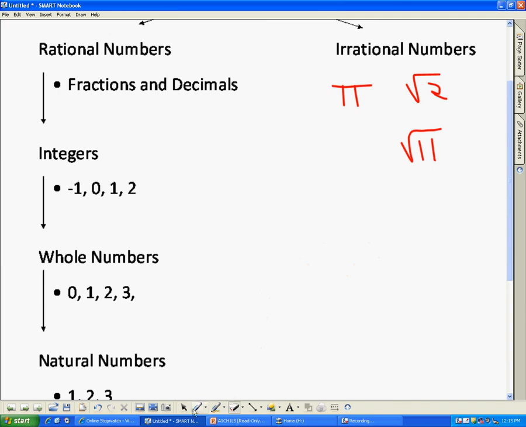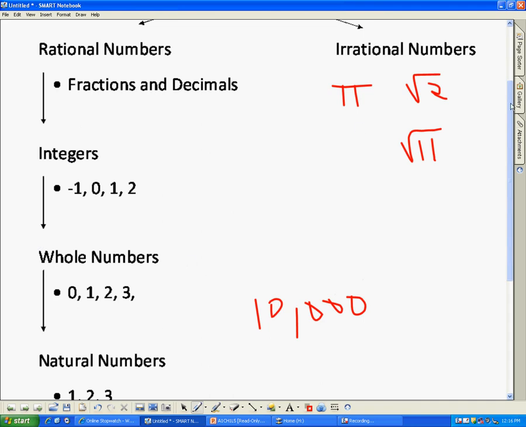The number 10,000. Sorry, that looks funny, right? It's considered a natural number, because it's a counting number. You could count all the way up to 10,000. It's also a whole number, it's also an integer, and it's also a rational number.